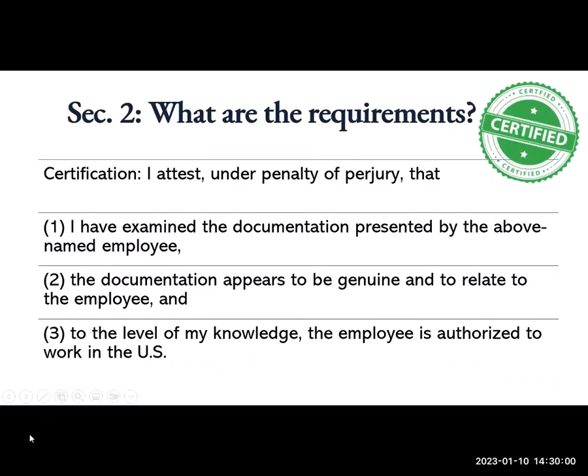And I think in the next slide, again, okay. I put this specifically for you to go over when you are certifying section 2. You're certifying, again, I attest under penalty of perjury that I have examined the documentation presented by the above employee, that the documents appear to be genuine and to relate to the employee, and that to the best of my knowledge, the employee is authorized to work in the United States, okay?